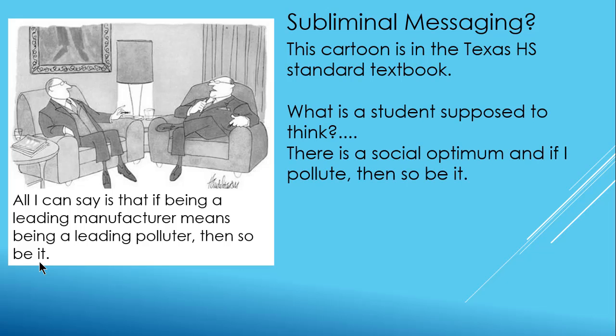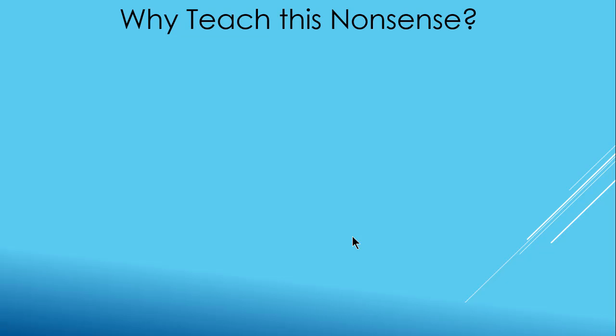And what's a student supposed to think? They're supposed to think, there is a social optimum. And if I pollute, then so be it. Is this really what we want to be teaching our kids? I can understand an adult reading this in a New Yorker magazine and seeing the irony of it. But a 17-year-old, that's not the message they're going to get. So why teach this nonsense? That's a real good question. Why do we teach this nonsense?